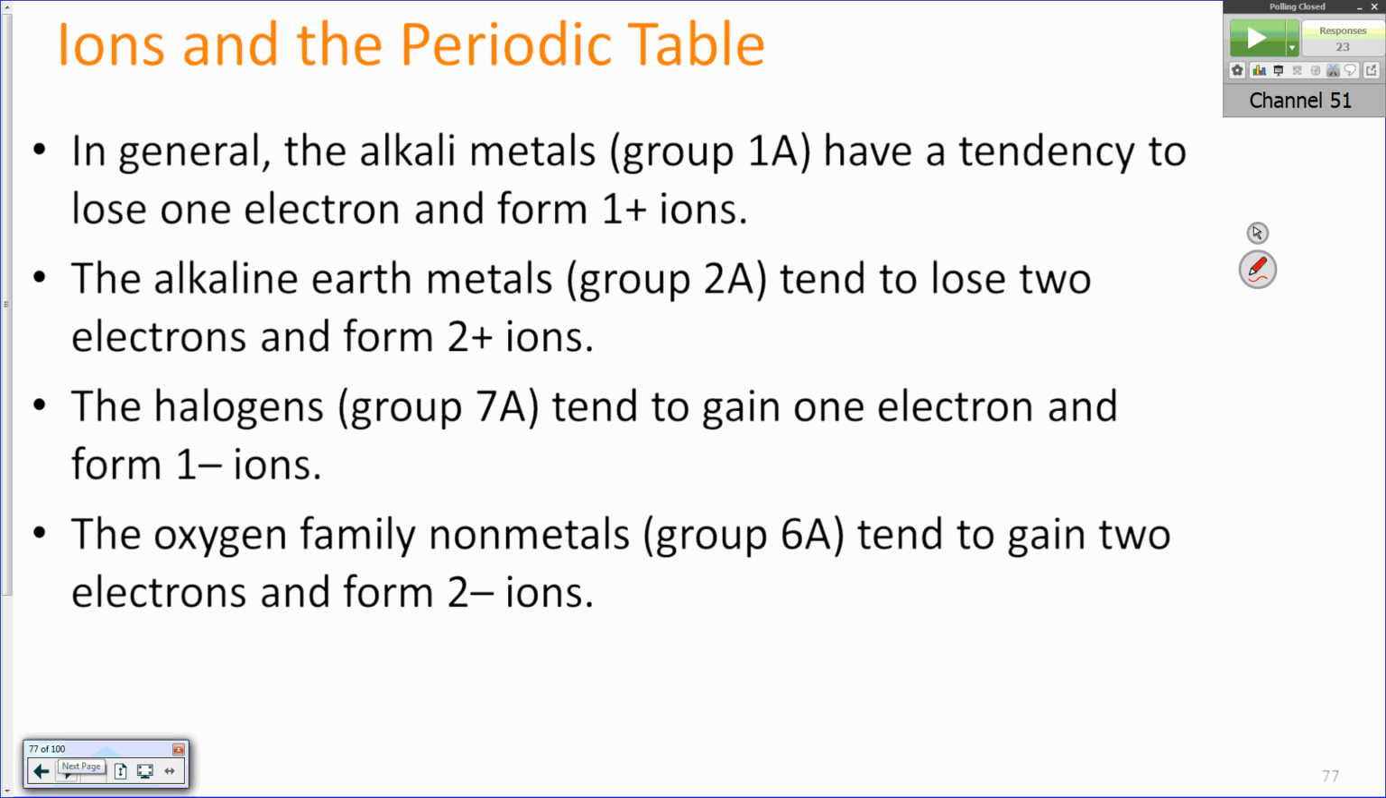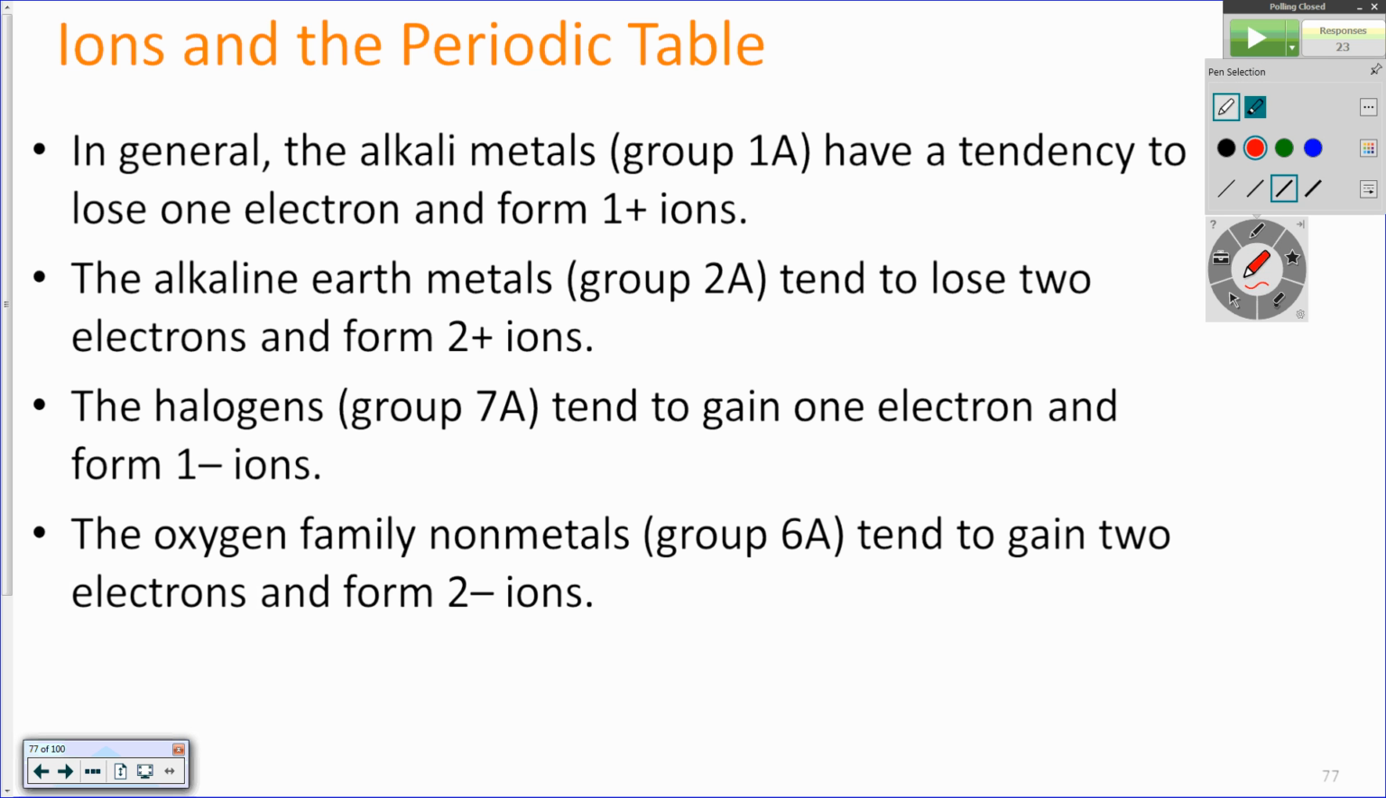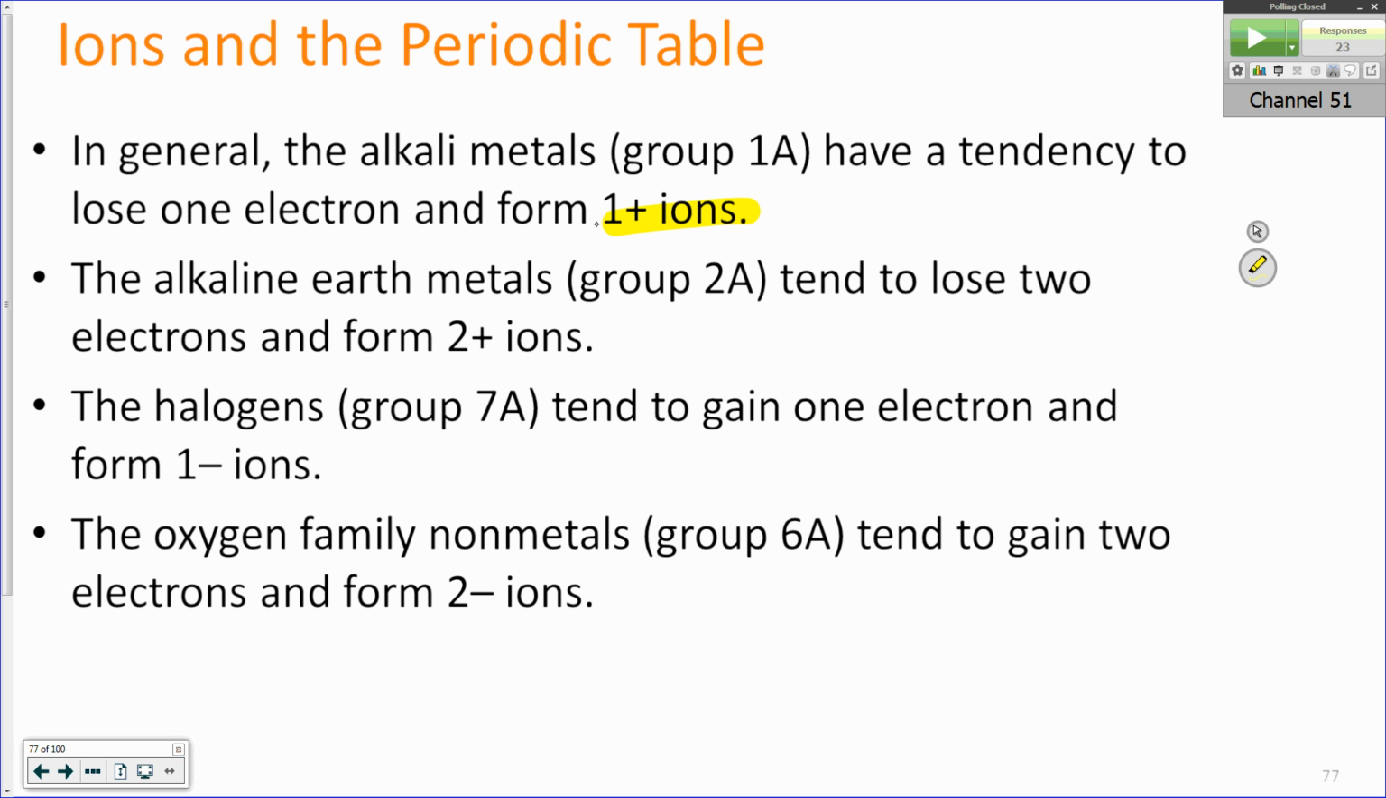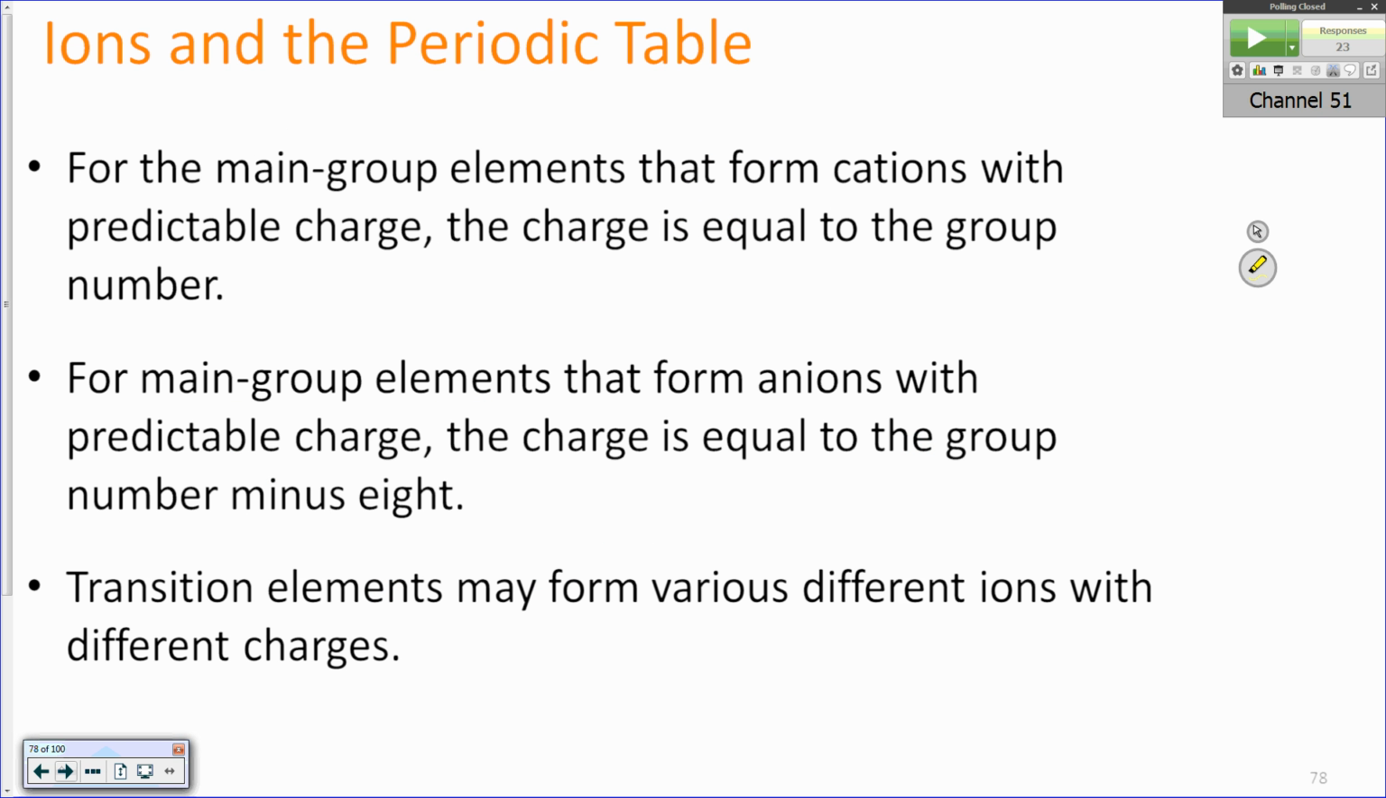So these are the things that we just went over. The things in the 1A family will react to form a +1 cation. The things in the 2A family tend to lose 2 electrons, forming a +2. The things in the 7A family tend to gain 1, forming a -1 anion. The things in the family with oxygen, the 6A family, that group of nonmetals tends to gain 2, forming a -2 anion. Those are pretty predictable. If we look at the main group elements, most of them have a predictable charge, and that charge is equal to the group number.